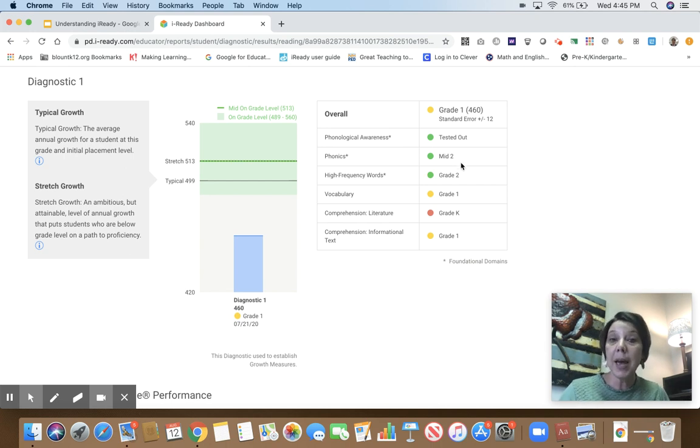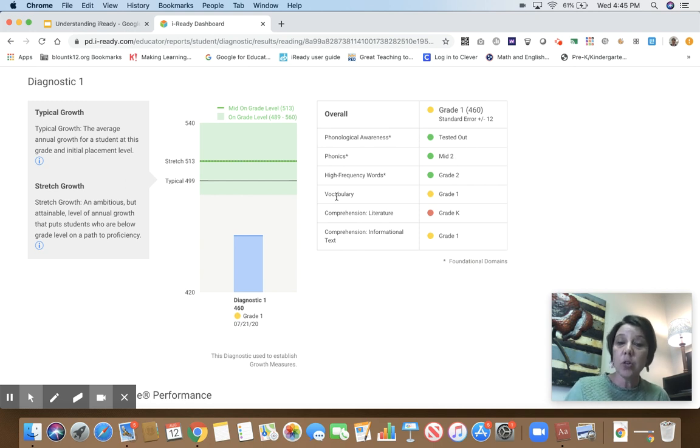If you see max score, it means that your child saw some questions either in phonological awareness, phonics, or high frequency words, but reached the maximum score. And so then throughout the test, did not see any other questions that went along with those three. We can only see tested out and max score on these three domains right here. So I wanted to be sure that you understood that.